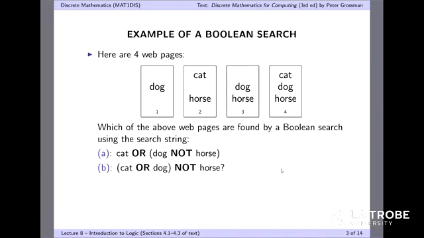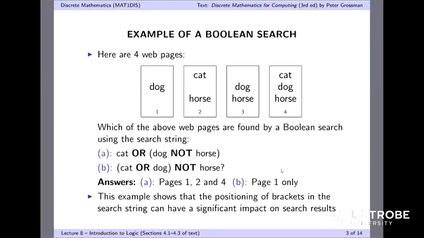This example shows that the positioning of brackets in the search engine matters. Connectives matter.